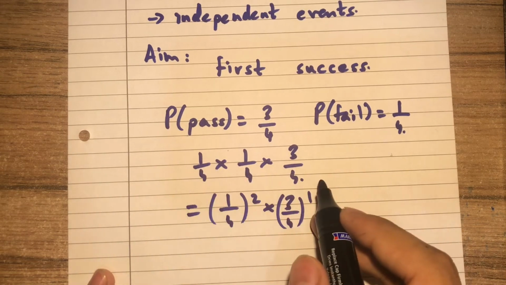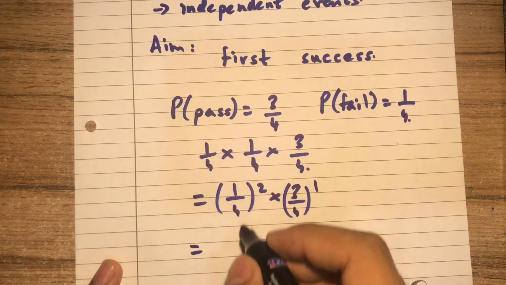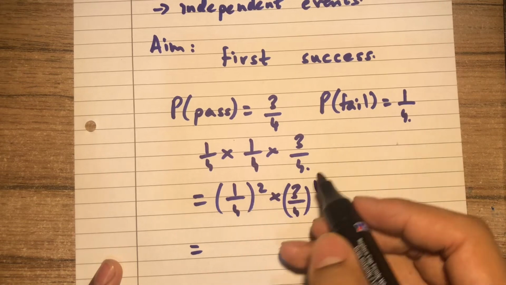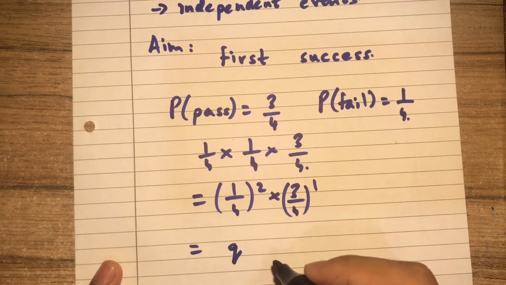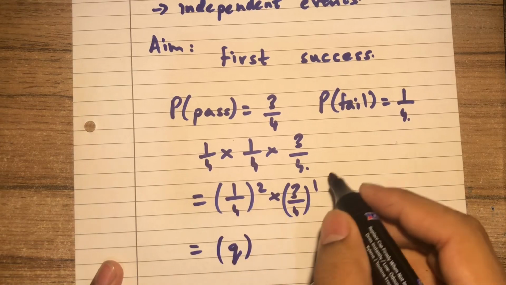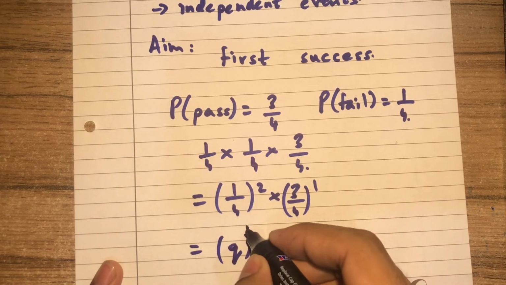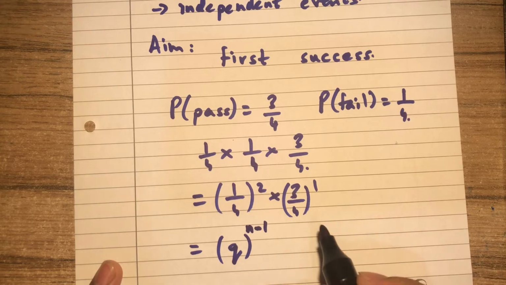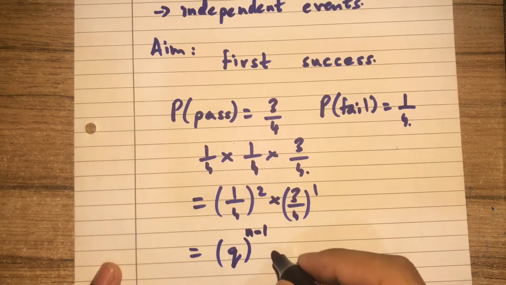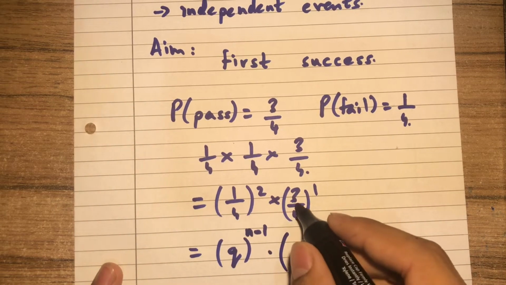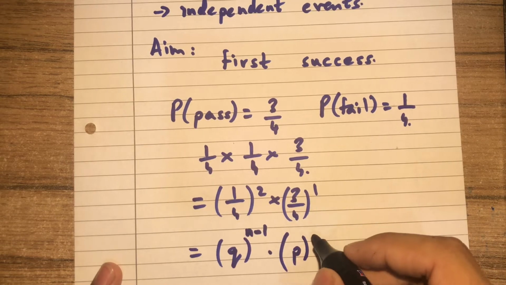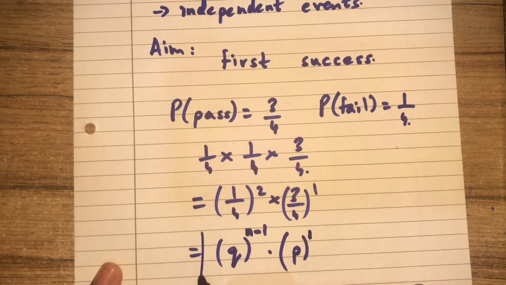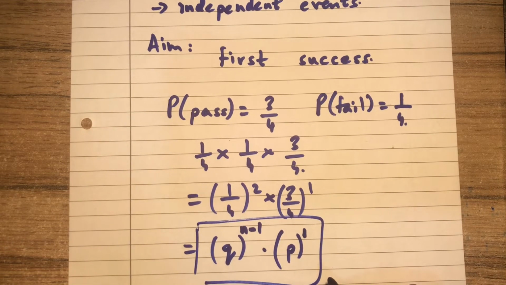There were total 3 events, right? So I can replace 1 over 4 by Q because it is the probability for failure, right? And the total events were 3, so 2 will be n minus 1, because 2 is 3 minus 1. And then 3 over 4 can be replaced by P because that is the success, and its power is 1. So this is the formula for geometric distributions: Q power n minus 1 times P power 1.